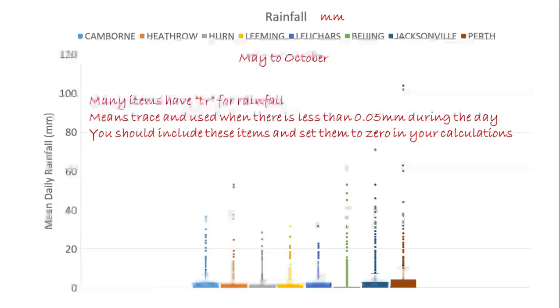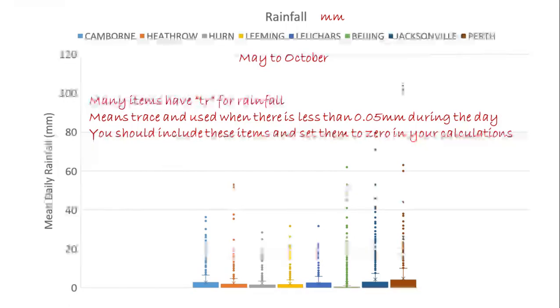Many items in the dataset have got TR written as the rainfall reading. This means trace, and this is used when there's less than 0.05 millimetres measured during that day. If you're asked to do a calculation during the examination, you need to include these items and set them to 0 in your calculations. Notice that they make a particular difference if you are calculating the mean or the median, for instance.